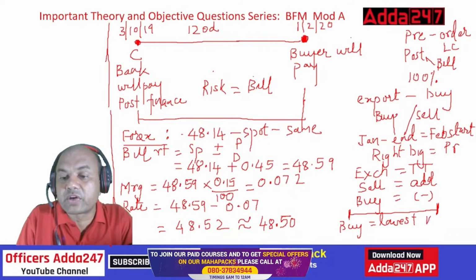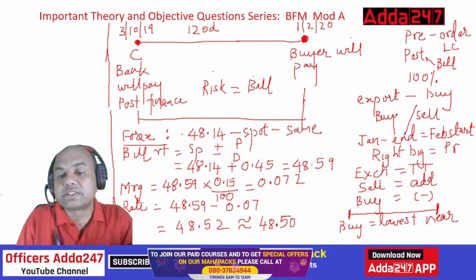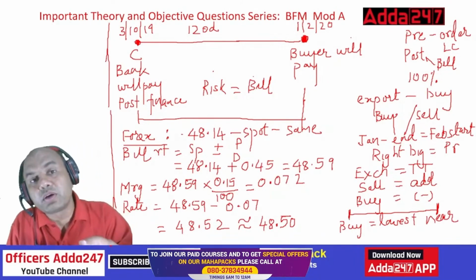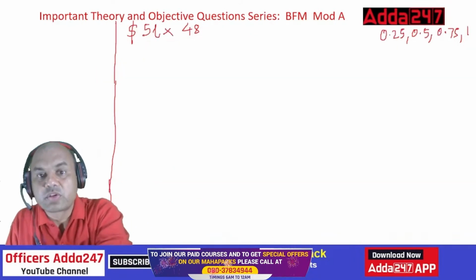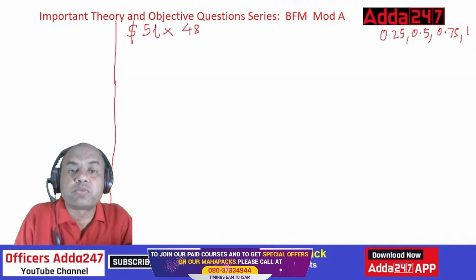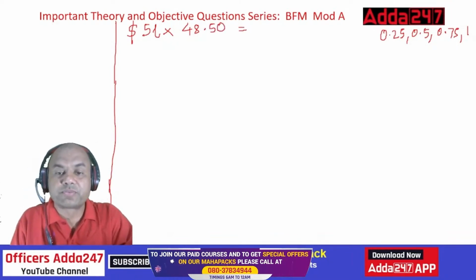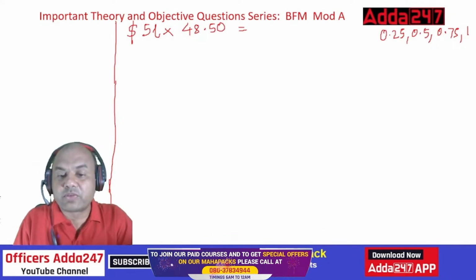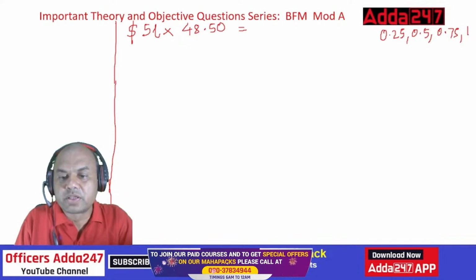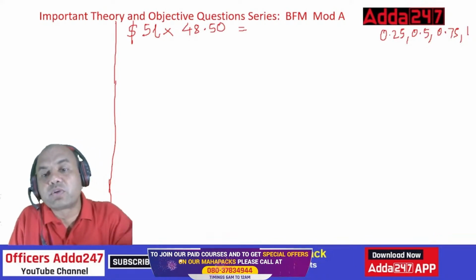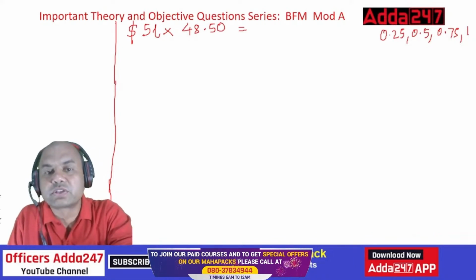Buy equals lowest near. This is the rate at which I'll be rounding it off, and selling I'll be rounding off to the highest near. So here I round it off to 48.50. Now multiply and get the answer: 5 lakhs, which is 5 zeros, into 48.50. So it is 24, 25 and 4 zeros, means 2 crores.